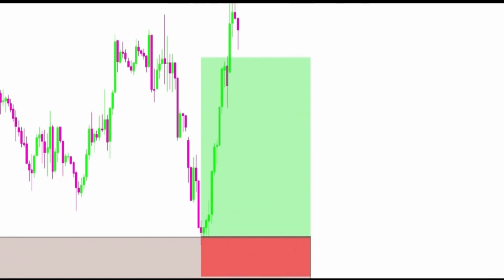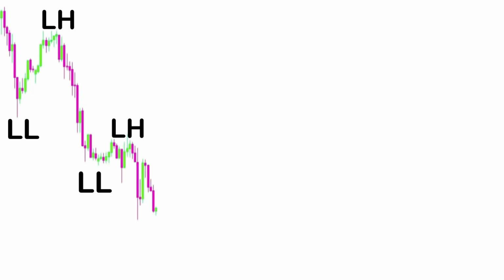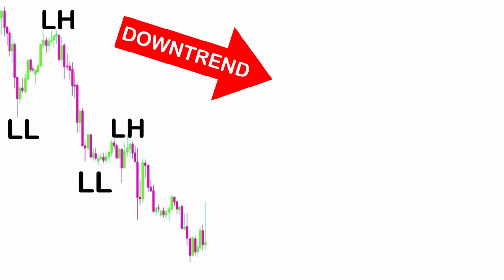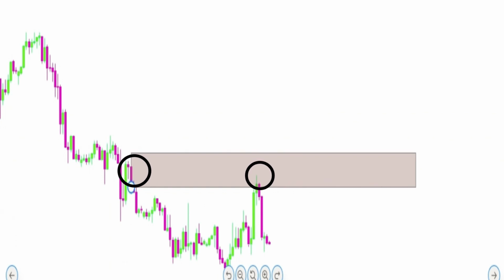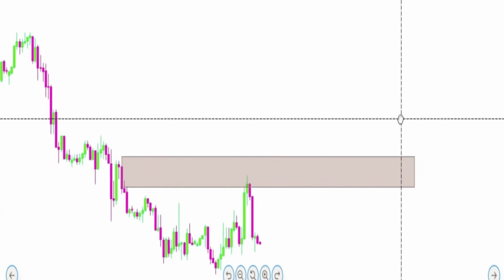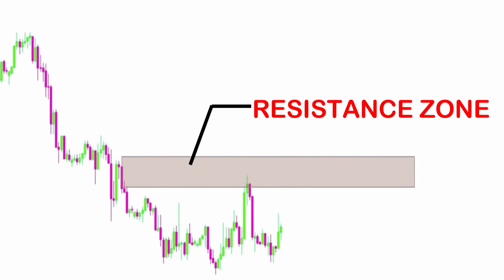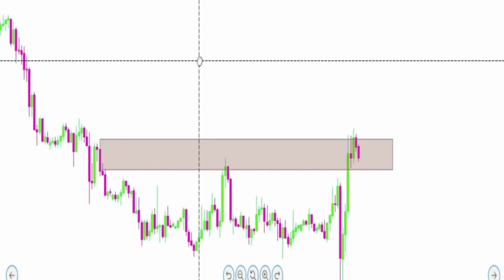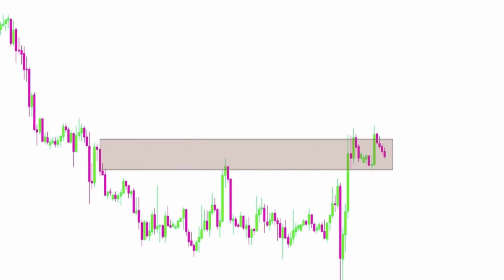Now let us learn about the resistance zone in the market. So, as you can see here, the market is making lower highs and lower lows which indicates that the market is in a downtrend. And then we see price going downwards after returning to this zone twice. And thus, we can say that this is a resistance zone as it provided resistance to the price 2 times before. And thus, there is a higher probability of price going downwards after returning to the zone for the 3rd time.